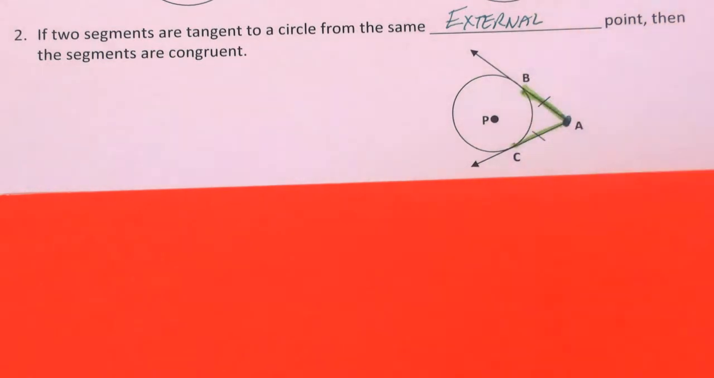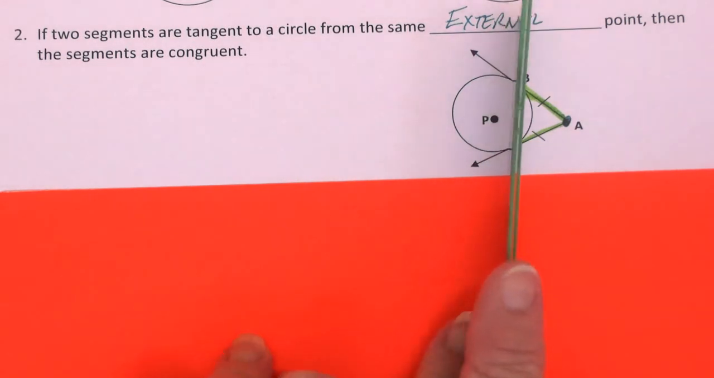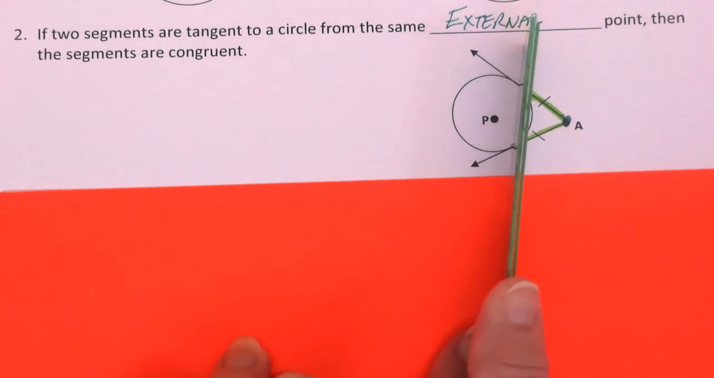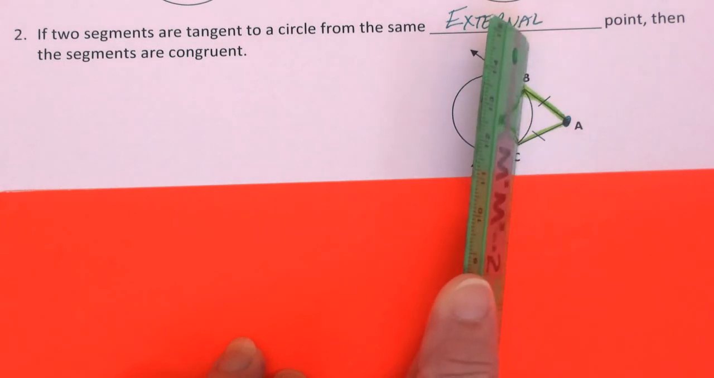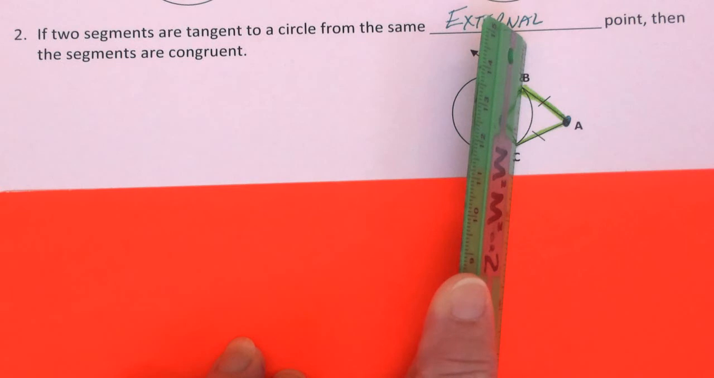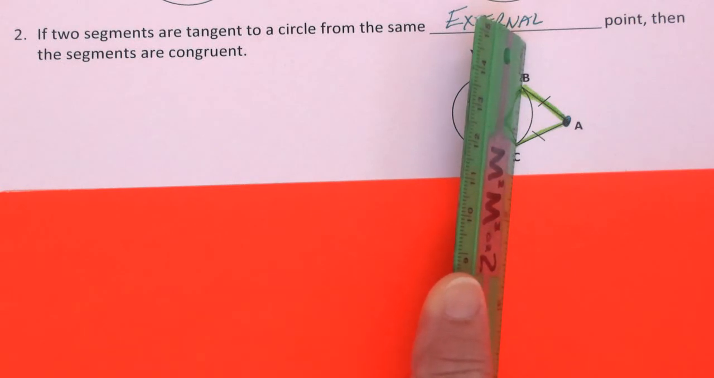What that means is if you end up adding a segment, a chord right there that connects B and C, let's see if we can get it where you can see it, you'd have a triangle, and you'd have an isosceles triangle. That math could be very important for solving a problem.